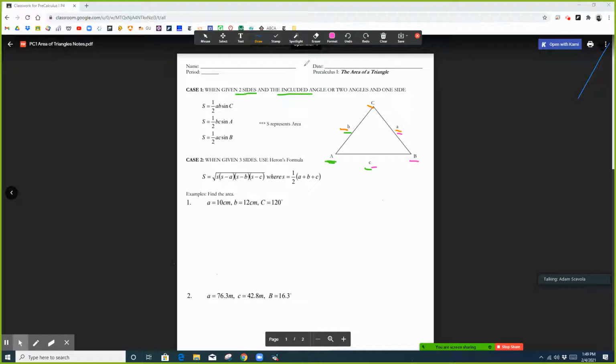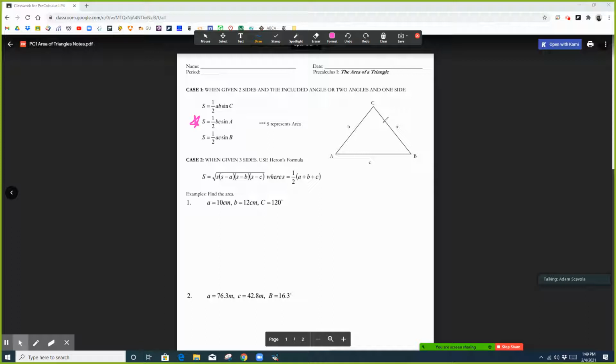All right, so notice this formula here. So let's just look at this one for a second. S is equal to 1/2 BC times the sine of A, where S represents the area. So we're going to just use this one. And they all work the same way. It just depends on what angle you're using.